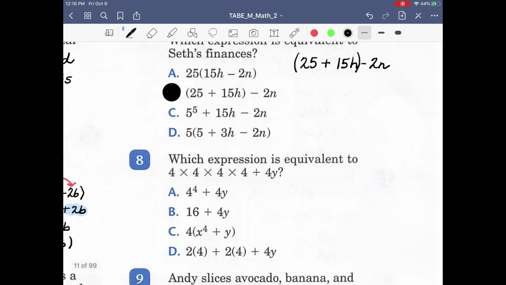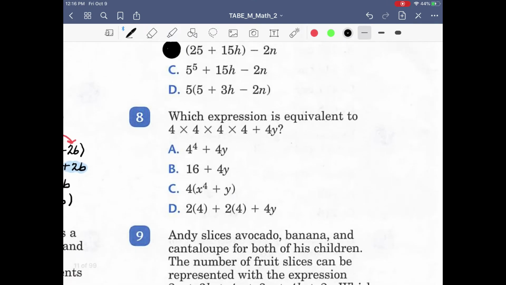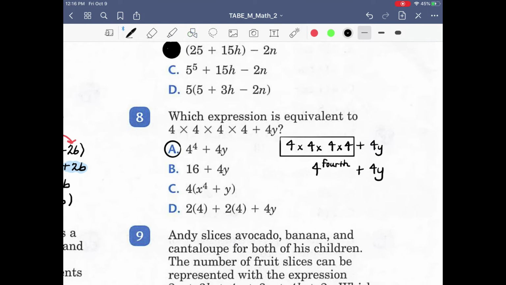Which expression is equivalent to 4 times 4 times 4 times 4 plus 4y? So I want to ask myself, are there any terms that can be combined? And there are. These 4's are all constant. They're like terms. They're all 4's. So I'm going to say 4 to the 4th power because there are 4 of them, plus 4y. And so I like option A on this one.